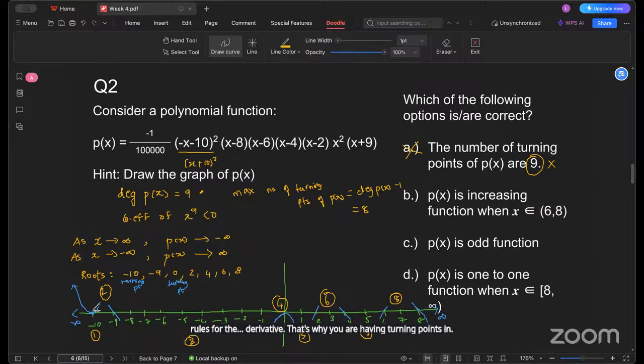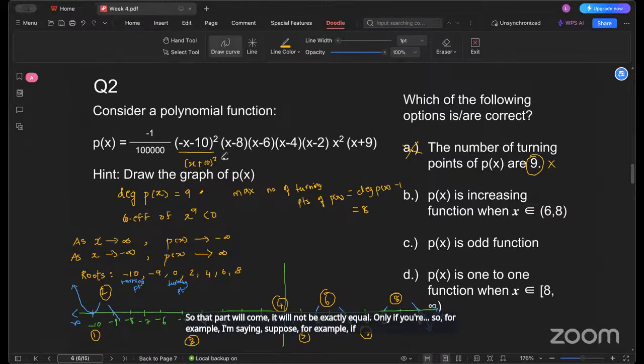How is the derivative 2 times x plus 10? It will not be exactly equal. If you are considering only this function, the derivative is 2 times x plus 10, times n minus 1. Exactly. If it is 2 times x plus 10, what do you get when you equate it to 0? x is equal to minus 10 is the root. So that means it is a turning point.